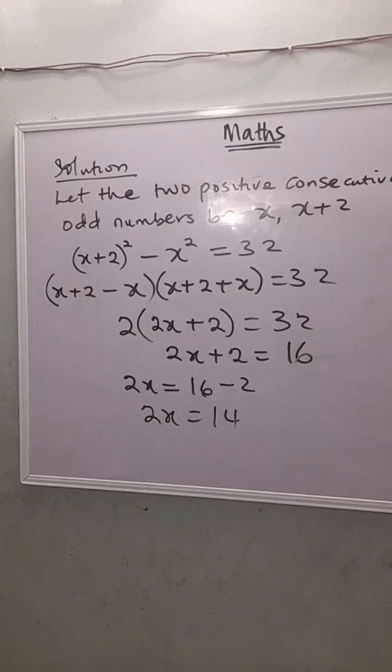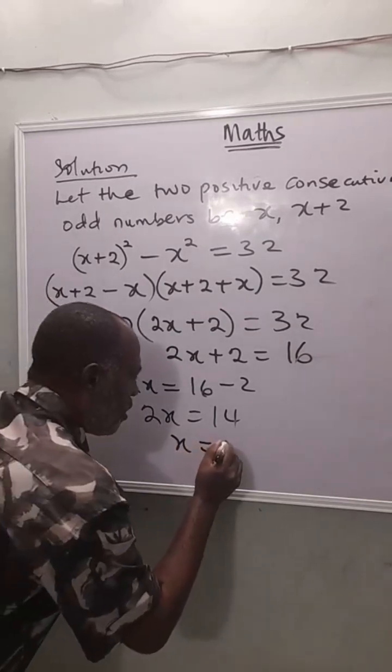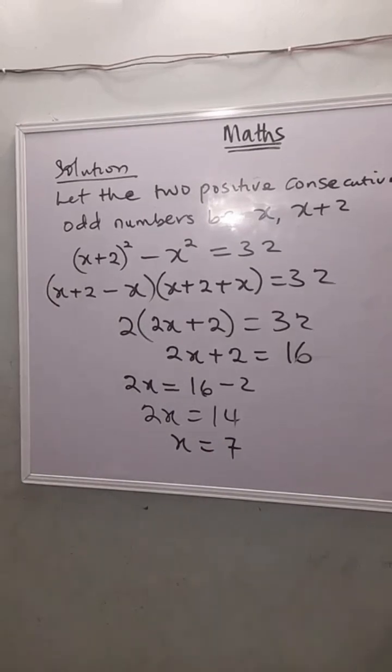14. If you look at 2x equal to 14, you will agree with me that I'm looking for x. So that 2x means 2 times x. So the coefficient of x is 2. For now, because I'm looking for x, I will divide both sides by 2. Dividing by 2 simply means x is equal to 14 over what? 2.